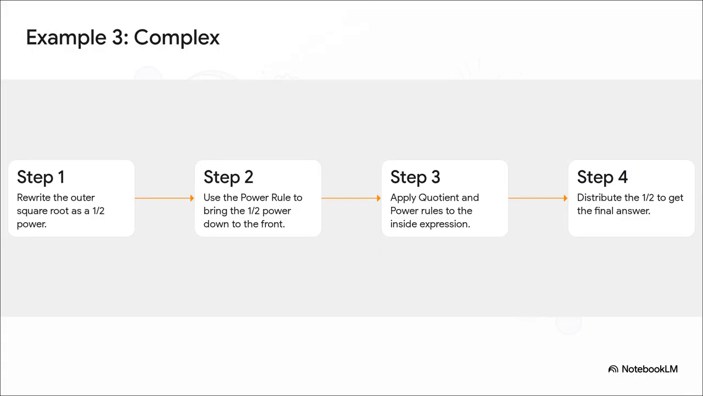Okay, don't let this one scare you. It looks complicated, but it's just a combination of all the rules we already know. First step, rewrite that big square root as a 1/2 power. Now, we can use our power rule to bring that 1/2 all the way out front. Next, we look inside and use our other log rules to expand the fraction. And for the final step, we just distribute that 1/2 to each piece. See? We're just following one simple rule at a time.